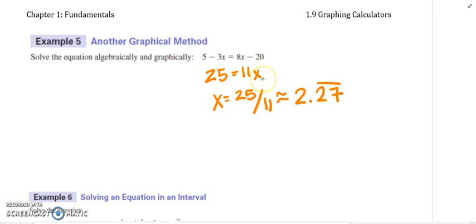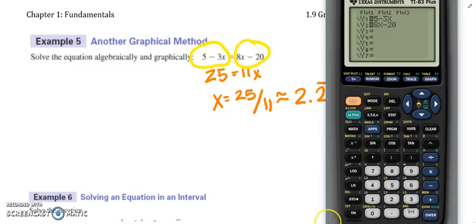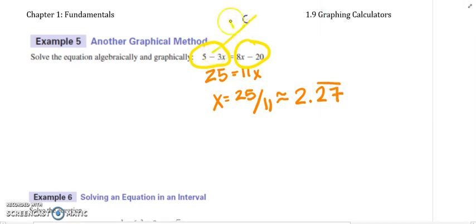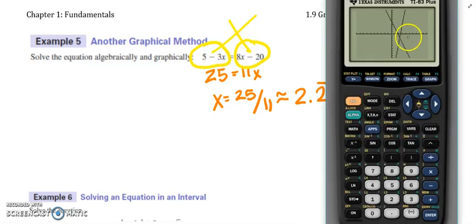But I solved for x, and I got 25 over 11, which is 2.27 repeating. Now, the easiest way to solve for x graphing here is to graph this and to graph this separately. And then when we look at them, the intersection is where the x is. So the intersection is where what these two have in common. And here you can see, oh, it looks like it's maybe about 2 with our x.